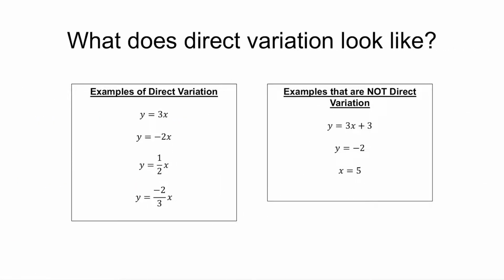So what does direct variation look like? All of these equations on the left are examples of direct variation. Notice that they all have the format y equals kx, where k is replaced by a number. These examples are not direct variation. Y equals 3x plus 3 is not direct variation because there's a plus 3 at the end. Y equals -2 and x equals 5 are not direct variation because they don't tell you the relationship between two different variables.